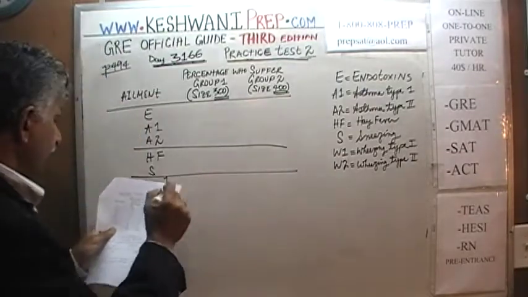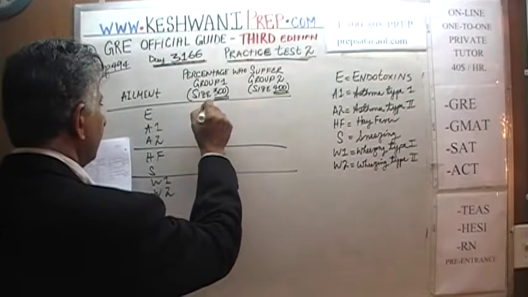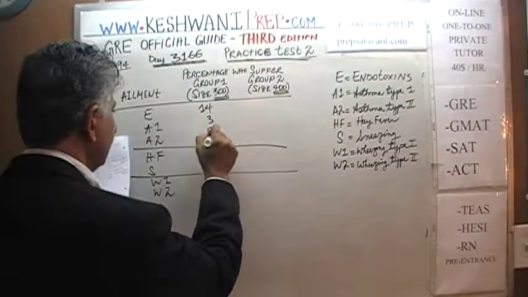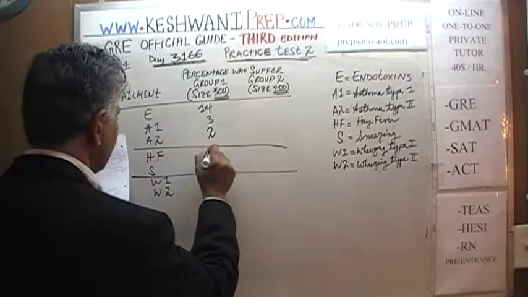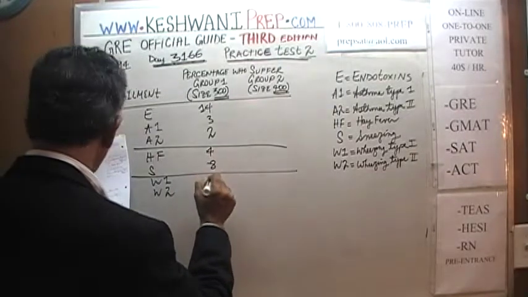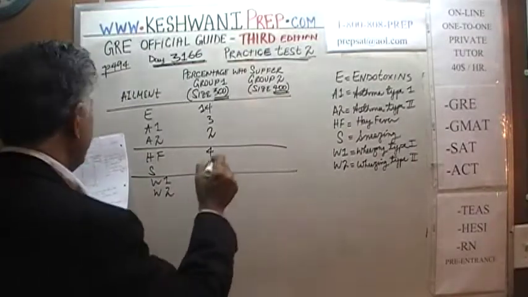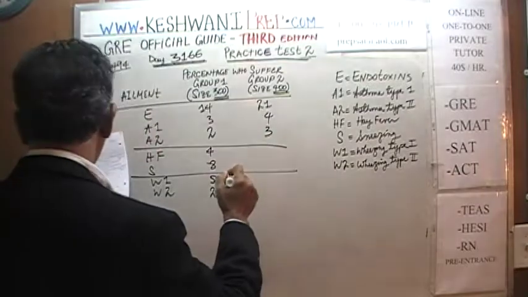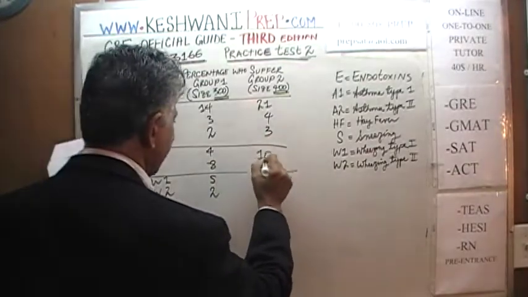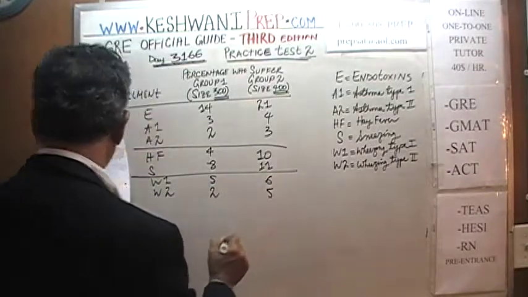And here are the numbers. For group 1, the percentages are as follows: 14, 3, 2, 4, 8, 5, 2. And then we have 21, 4, 3, 10, 11, and finally 6 and 5. There we go.